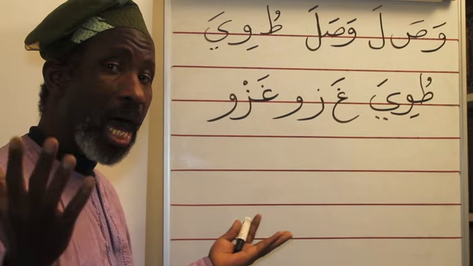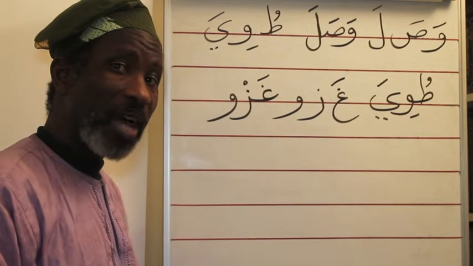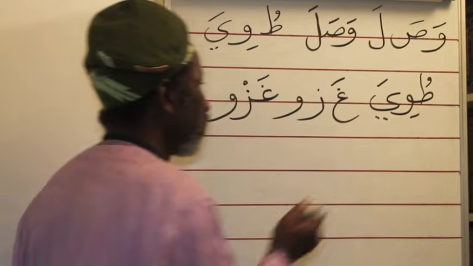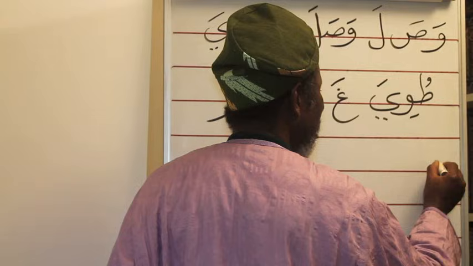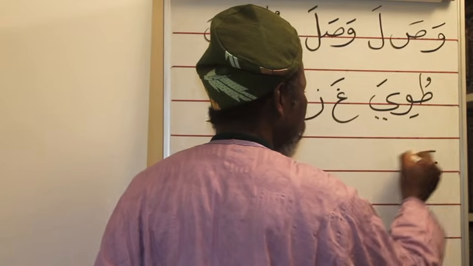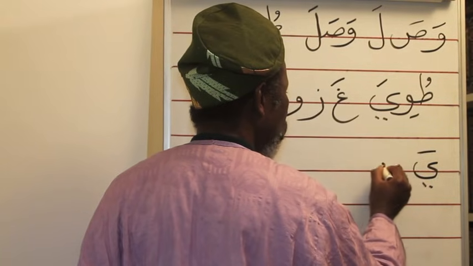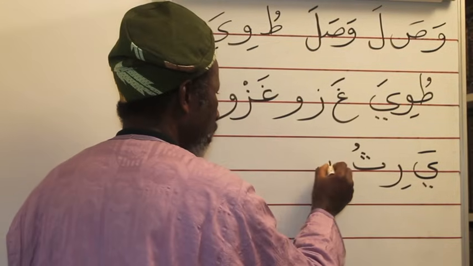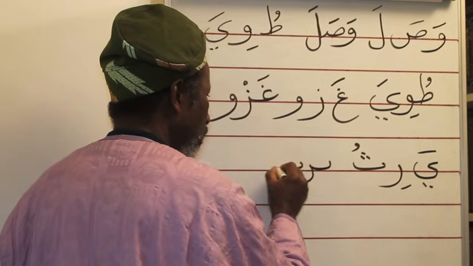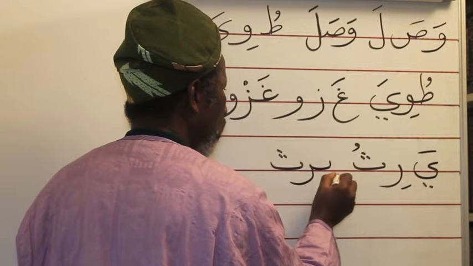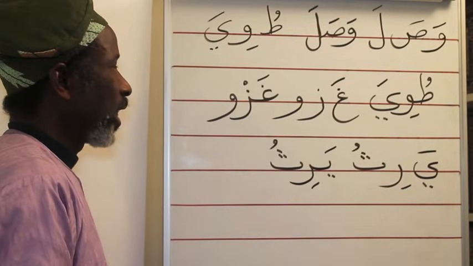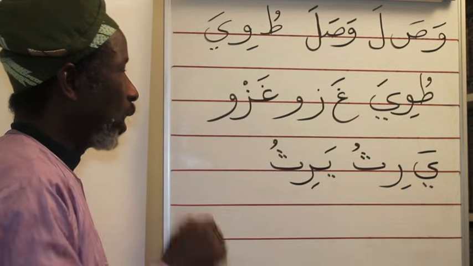Now, ya. End of alphabet, ya. So, yarithu for instance, yarithu. Ya. Ri. Thu. Yarithu. Joined. Ya. Ri. Thu. Yarithu. Ya in the middle.